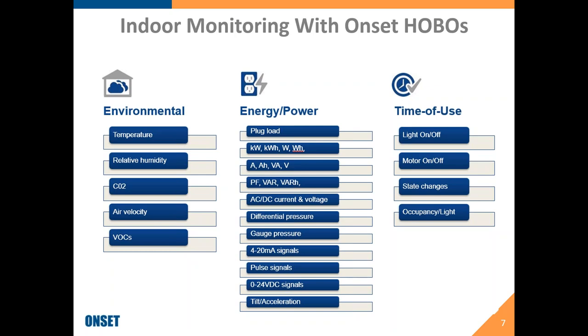Right here, you can see a number of the indoor parameters that our hobos can monitor. While they are broken into three general categories here, we'll be breaking them out into application-specific buckets that make up the majority of our indoor usage. The first of those will be energy consumption, then we'll dive into HVAC, before air quality, and finally lighting.